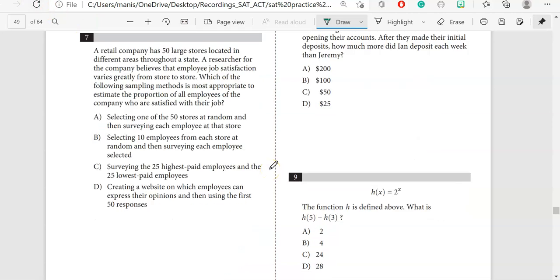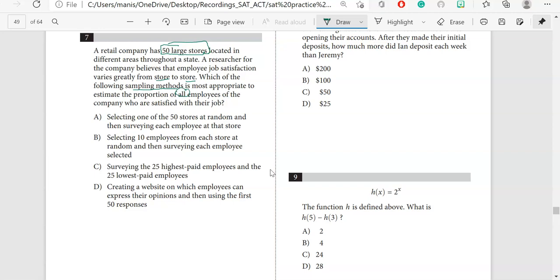A retail company has 50 large stores, so the total number is 50 large stores located in different areas throughout a state. A researcher from the company believes that the employee job satisfaction varies greatly from store to store. Which of the following sampling methods is most appropriate to estimate the proportion of all employees of the company who are satisfied with their job.